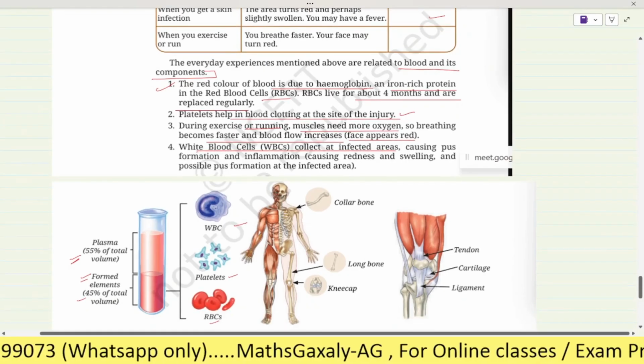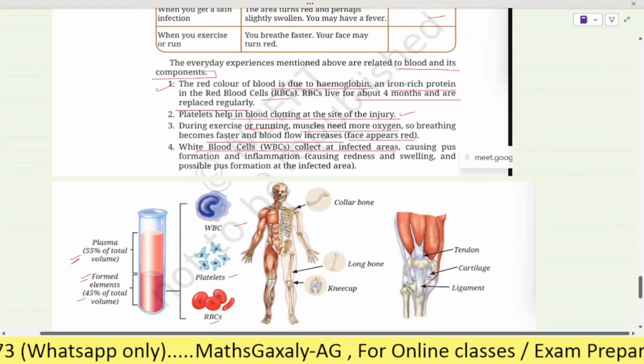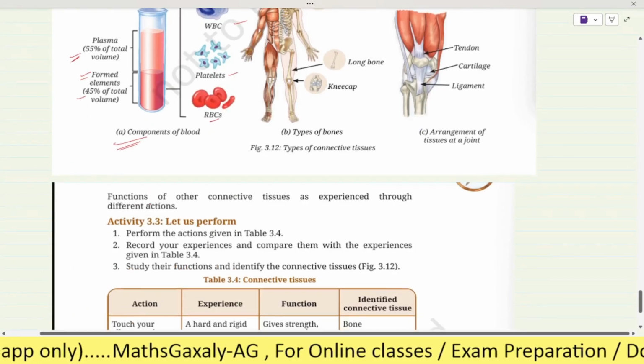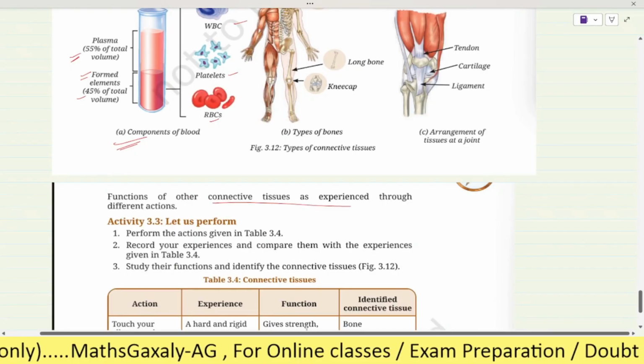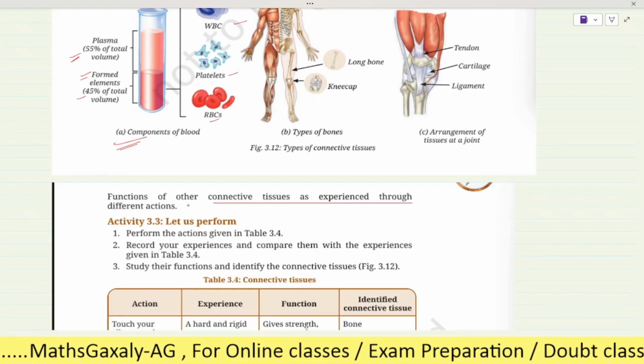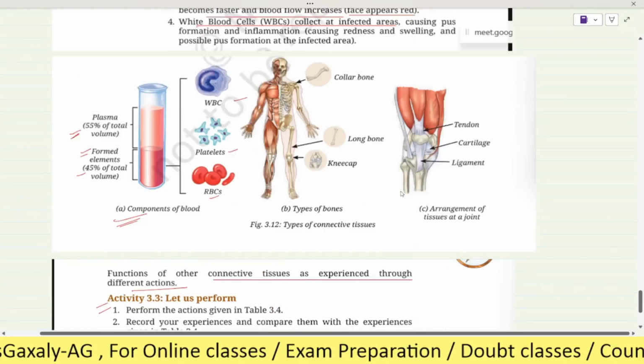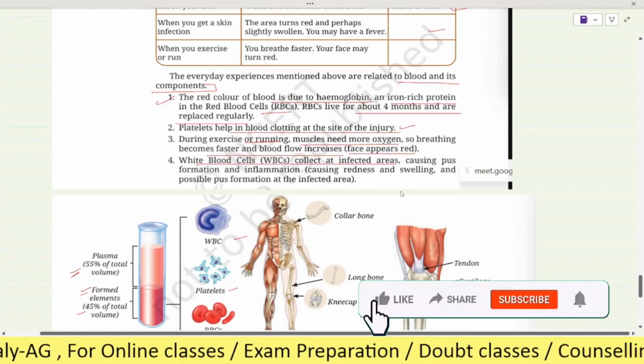Is it clear now? So this was the explanation for it. Please note down these things. And here the functions of other connective tissues are explained through different actions. So we will learn it later. First note down these 4 points.